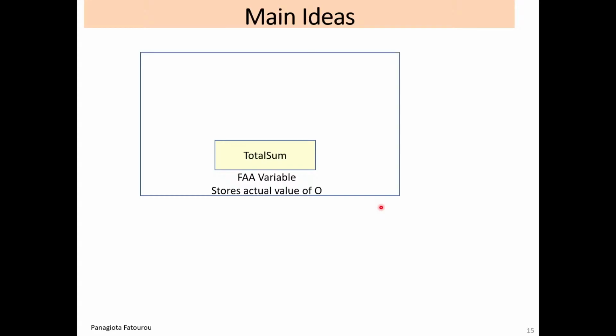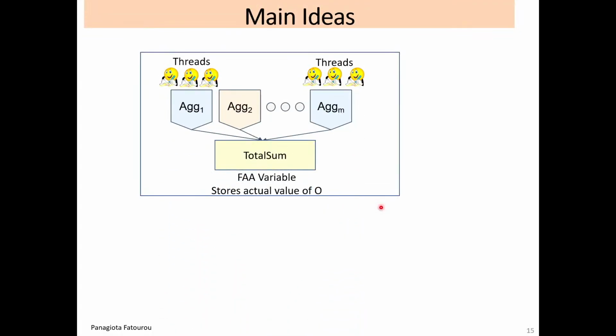I'm going to use a shared variable, which is called total sum, and it always stores the actual value of the implemented object O. Okay? And the threads are going to execute hardware fetch and add on this variable, but I'm also going to use M structures that I call aggregators. And what I'm going to do is distribute the threads into these aggregators. If I have P threads in the system and I distribute them evenly, then I'm going to have K, which is equal to P over M, threads going to each aggregator.